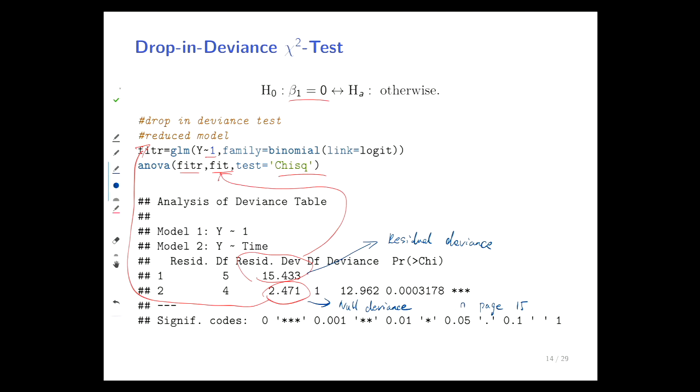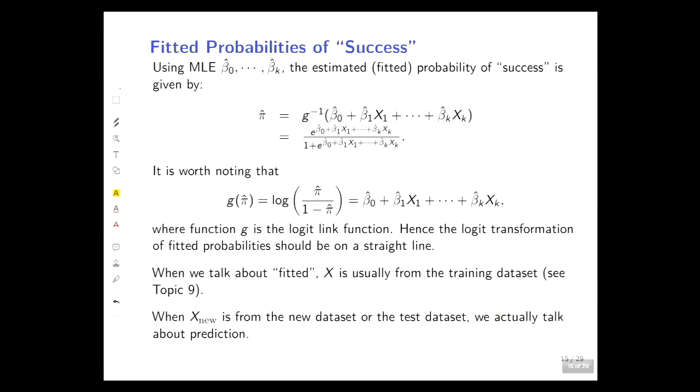I think this part is similar to the dropping deviance test for the binary logistic regression model. The test statistic is the difference of these two, and then you can compute the p-value. Here the p-value is smaller than 0.05, so we reject the null hypothesis and conclude that the advertising time variable is needed in the model. So that's the dropping deviance test, nothing new.